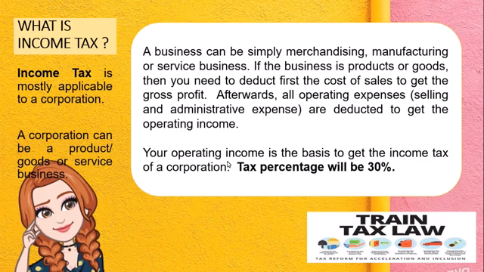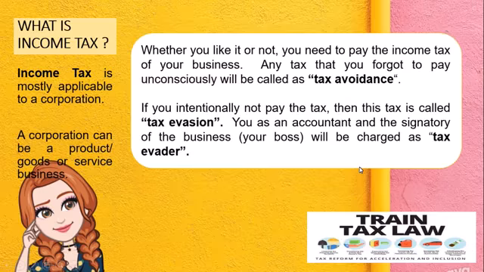A business can be simply merchandising, manufacturing, or service business. If the business is product or goods, then you need to deduct first the cost of sales to get the gross profit. Afterwards, all operating expenses, selling, and administrative expenses are deducted to get the operating income. So your operating income is the basis to get the income tax of the corporation. Tax percentage will be 30%.